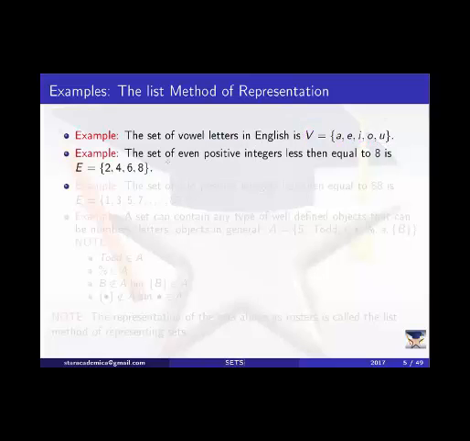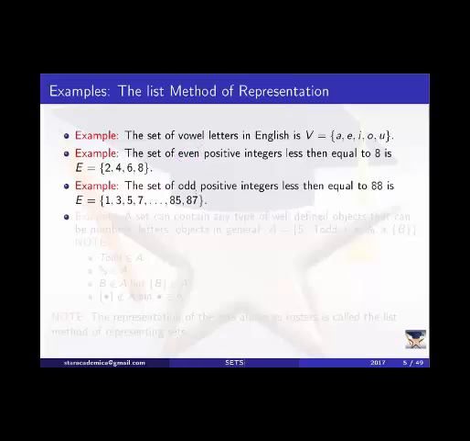Let's have another example. The set of even positive integers less than or equal to 8: 2, 4, 6, 8. They are even, they are all positive, they are all integers, and less than or equal to 8.